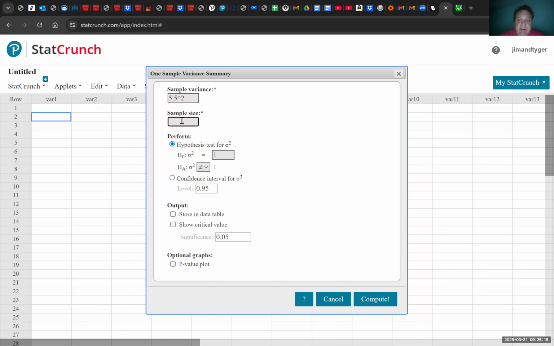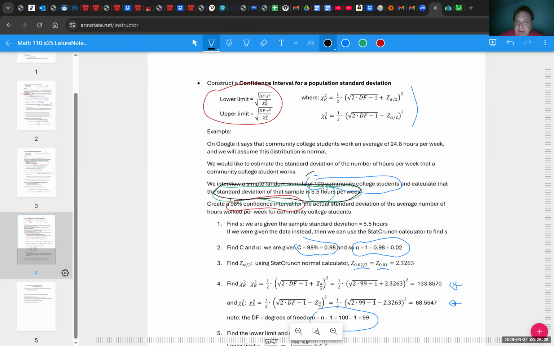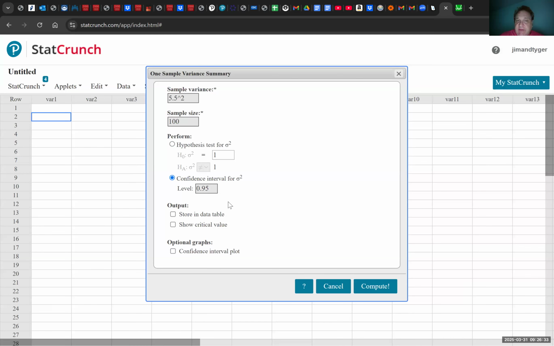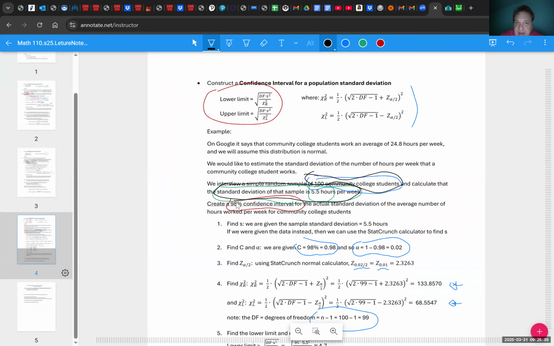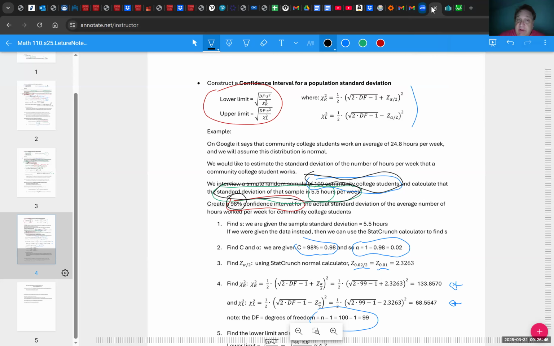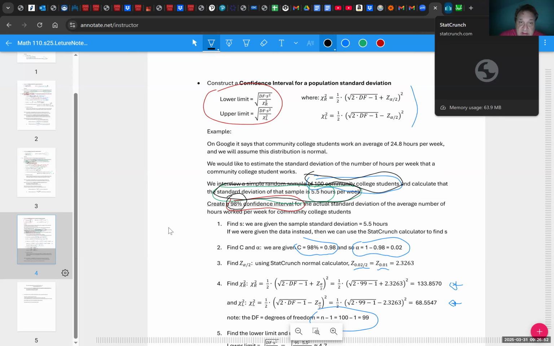Sample size, we asked 100 people. So that's the sample size. You could just verify by looking at the problem again. There were 100 community college students that we asked. So that's our sample size. And then we want a confidence interval, and I believe it was 98%, so 0.98. Yeah, 98% confidence interval. Our confidence level is 98%, so we're creating a 98% confidence interval. And that's it.